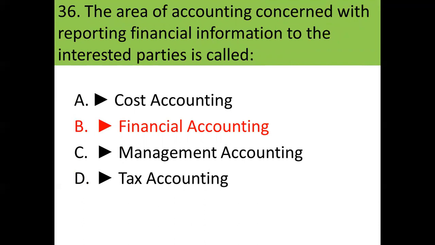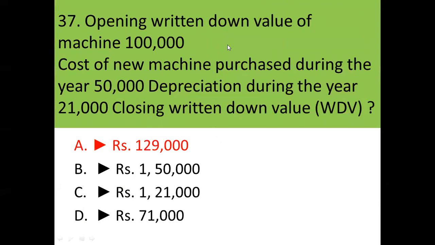The area of accounting concerned with reporting financial information to interested parties is called financial accounting. Opening written down value of machine is 100,000. Cost of new machine purchased during the year is 50,000. Depreciation during the year is 21,000. What is the closing written down value?